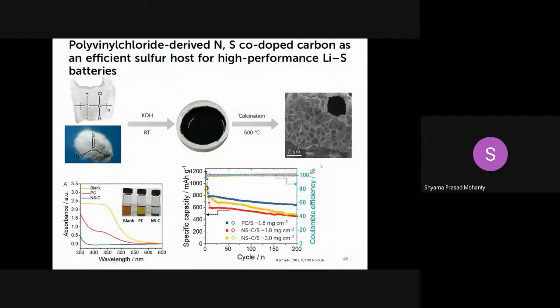Apart from the separator, it has also been used as a material to capture or trap the sulfur in the cathode. PVC derived nitrogen and sulfur co-doped carbon has been prepared by using waste PVC bags along with thiourea. After calcination, these porous structures were successfully utilized in lithium sulfur cells.